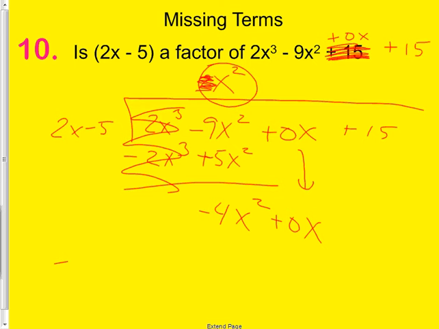All right. Okay, I think that's enough practice. The hard ones have the missing terms, and all you have to do is throw in a 0 for it. No biggie. All right, now let's find the homework.